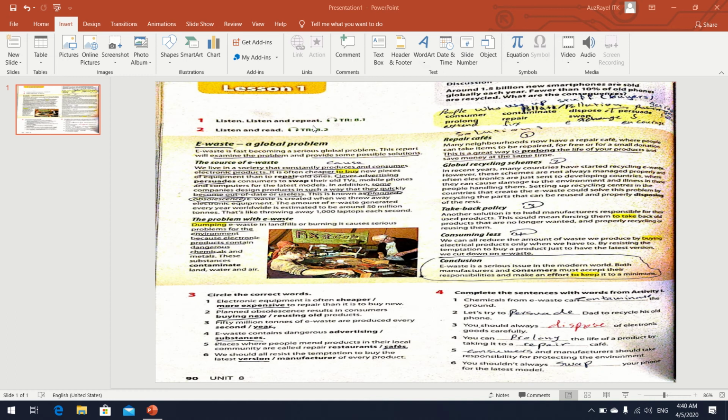This report will examine the problem and provide some possible solutions. So in this report, we will be examining or studying or understanding the problem and provide some possible solutions or answers to deal with this problem. First, in order to understand any problem and find a solution for it, you need to understand the source of this problem, right? So the source of e-waste: we live in a society that constantly produces and consumes electronic products. Constantly means always, it never stops. People always produce and consume these electronic products.